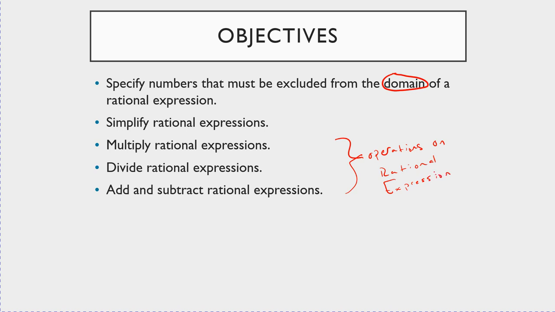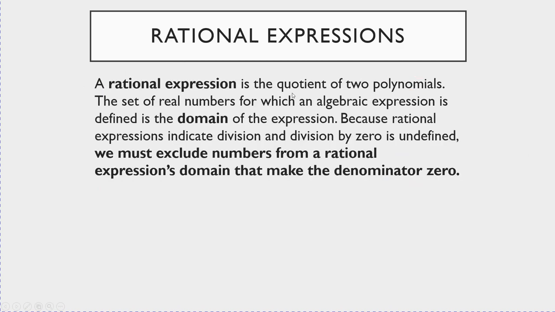It can be easy when the rational expressions have the same denominator, and a little bit more difficult when they don't. So those problems will be a little bit more complicated. In this lecture, I'm going to talk about domain and simplifying rational expressions. A rational expression is the quotient of two polynomials. Let me give you some examples of rational expressions.